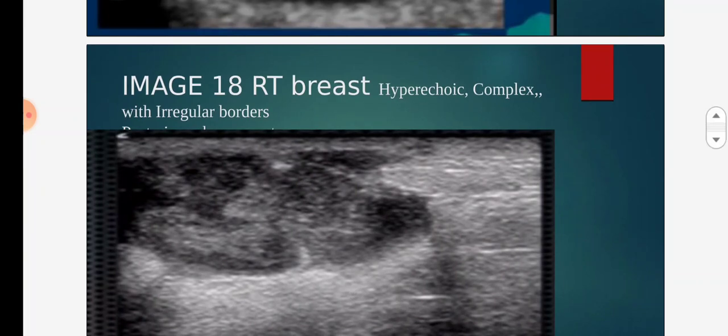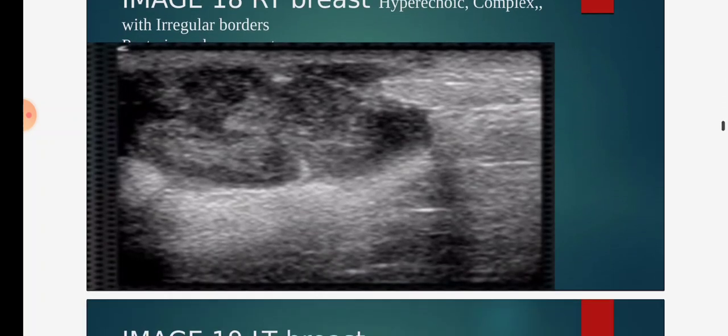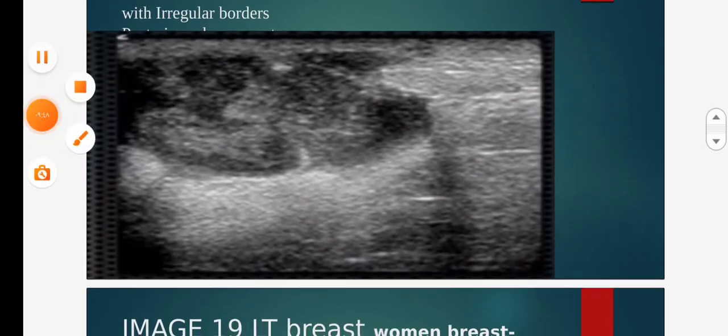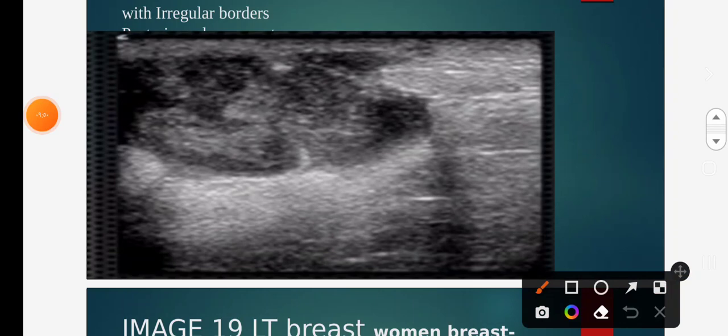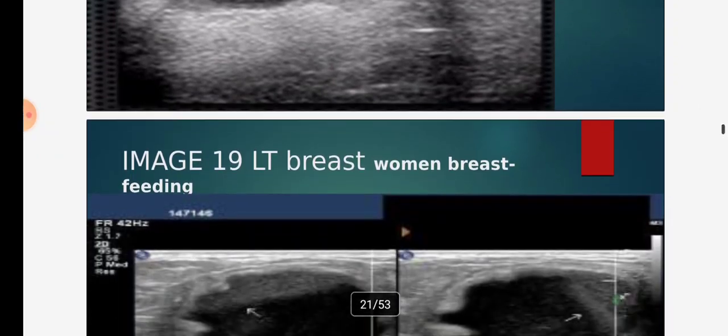18, right breast, hyperechoic complex with an irregular border, and the WBC is high. The features of an abscess may be irregular and heterogeneous inside.